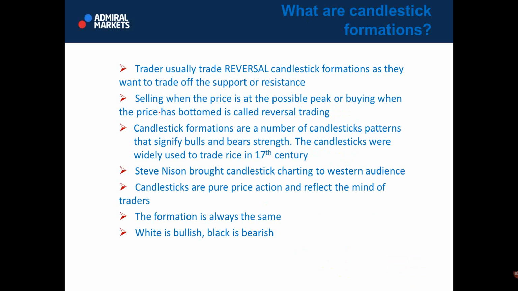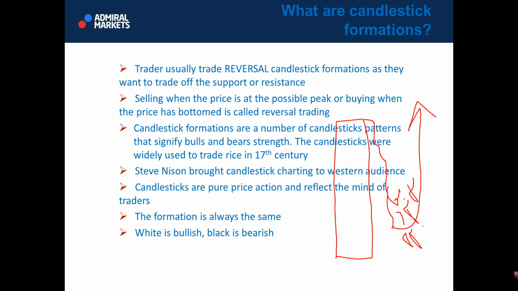So basically, candlestick formations are a number of candlestick patterns that signify bulls' and bears' strength. When you see this candle, a bullish Marubozu, usually that candle will retrace to 61.8, 78.6 or 88.6 and then go up again, because that is a signal for a possible long trade, but you don't enter there because it's too much of the price. You need to see a pullback, okay?